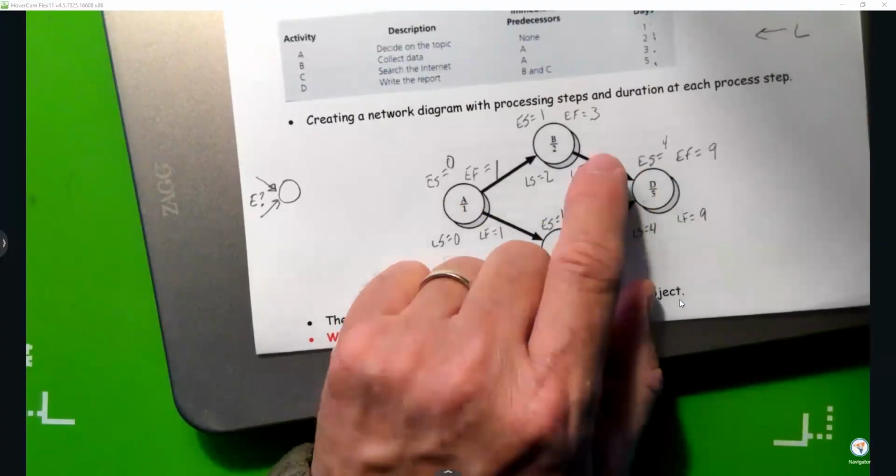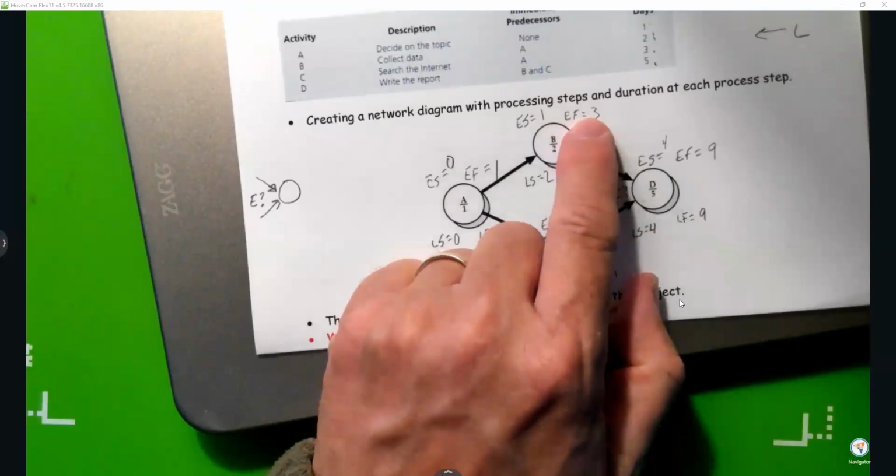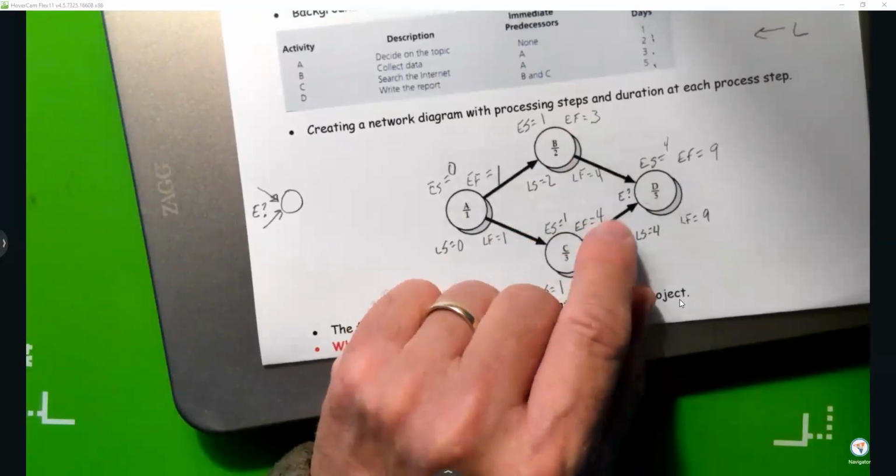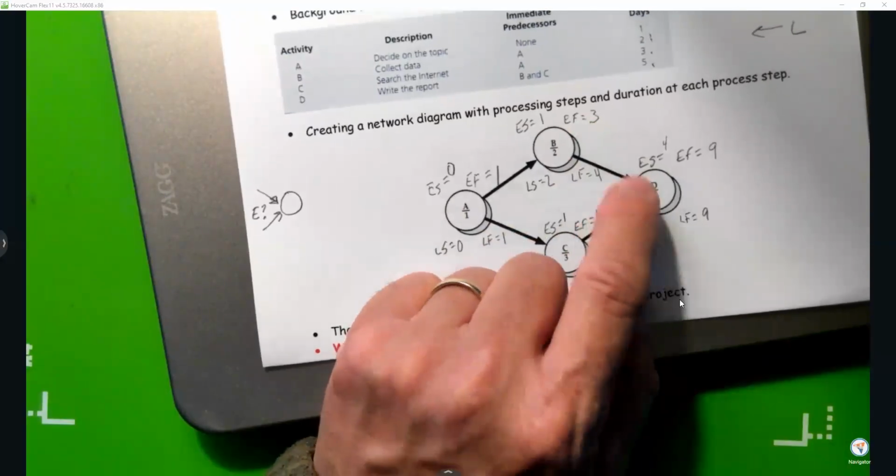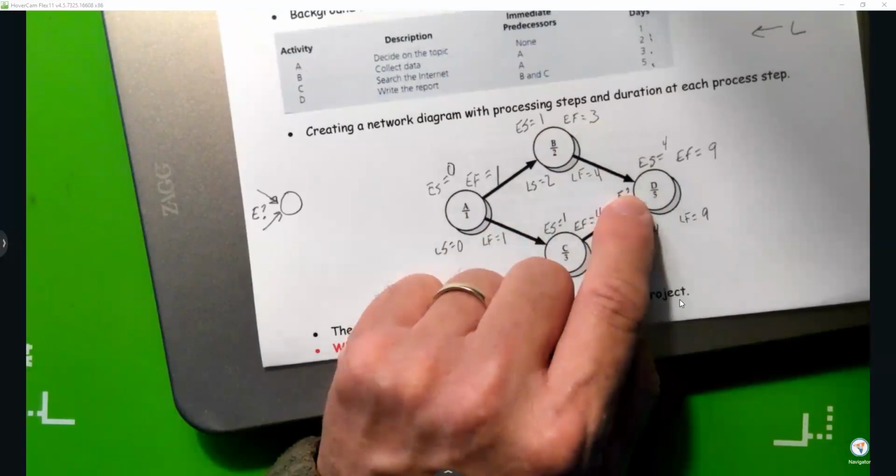I need to decide, do I use this EF of 3, or do I use this EF of 4? And so I had to make the decision, okay?